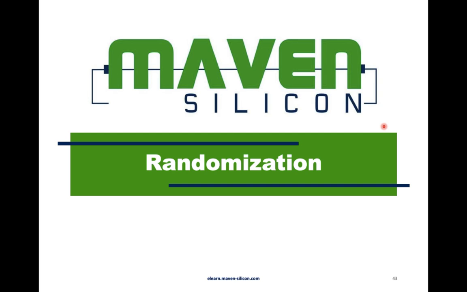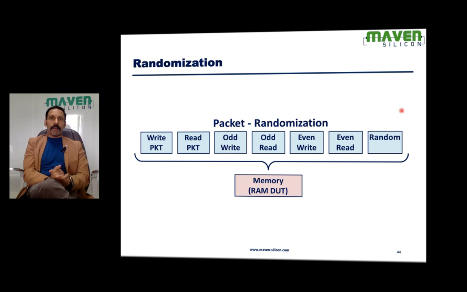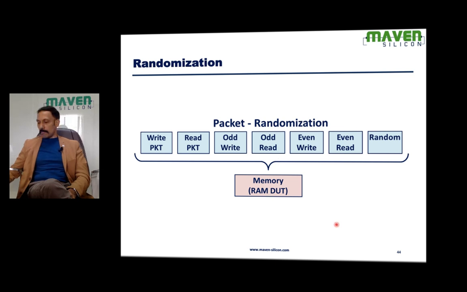All right. Now let's talk about randomization, how we can generate random stimulus. To generate different kinds of scenarios, we can think of generating different flavors of the packets. This is what we discussed. So you can think of different flavors like write packet, read packet, and odd ports. So the write happens only on odd ports, the read happens only on odd ports, or even write, even read, or completely random.